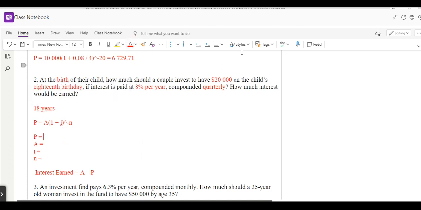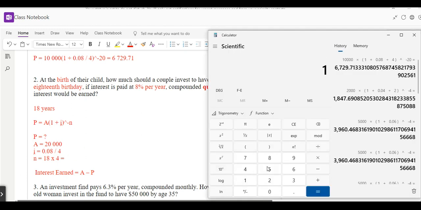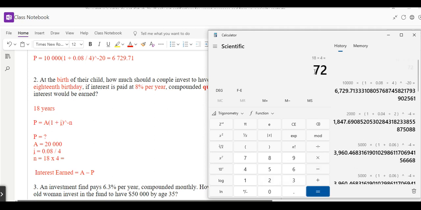All right. So how much do they need right now? We don't know. In the future, they're going to need $20,000. Our I value is going to be 0.08, and our N value is going to be 18. So 0.08, since it's going to be quarterly, we will divide by 4, and our N value will be multiplied by 4. And so 18 multiplied by 4 is going to give us 72.